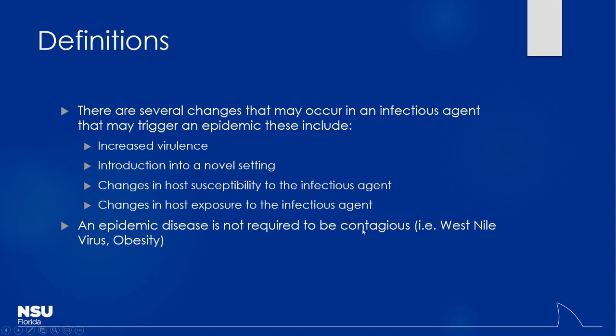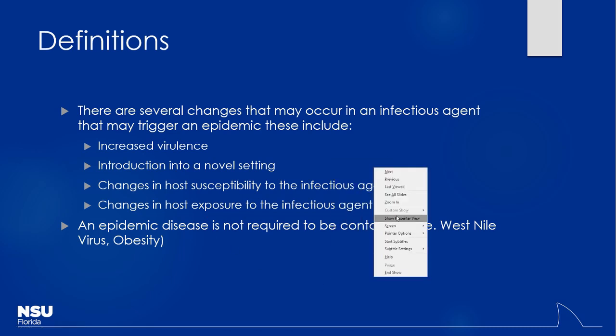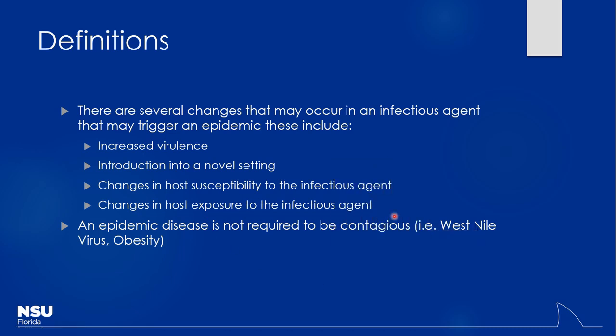We can look for different things that may trigger these epidemics, right? So it could be due to increased virulence of the pathogen. Maybe it's introduced to a novel setting. So for instance, malaria cases over in Africa, are they pretty common? Fairly common. Over here, is it so common? Not so much, but if you have someone who can bring it over potentially in a novel setting, maybe it can start to spread a little bit more.